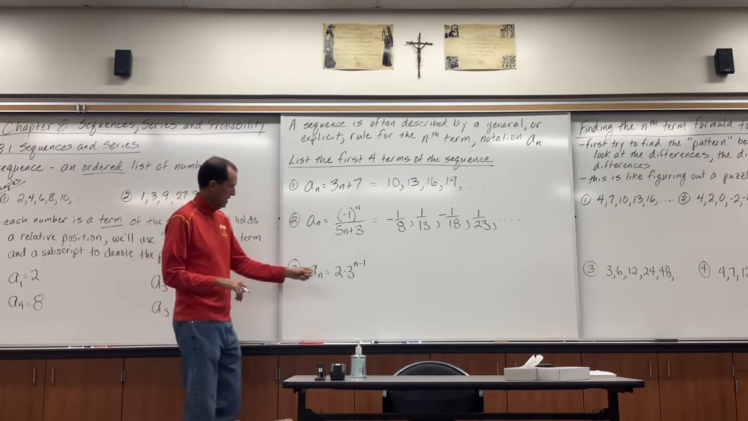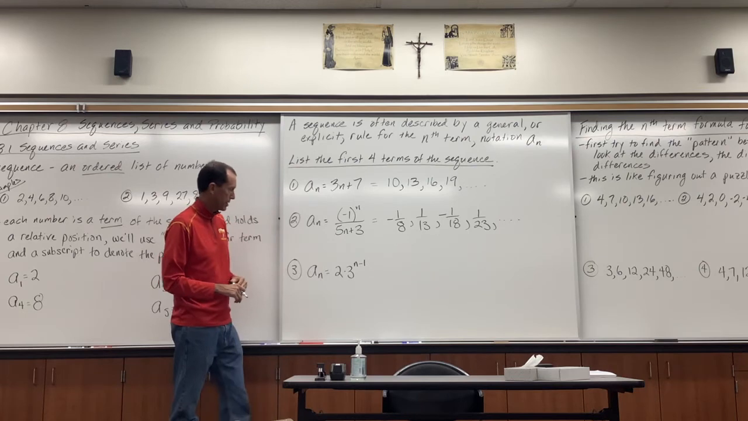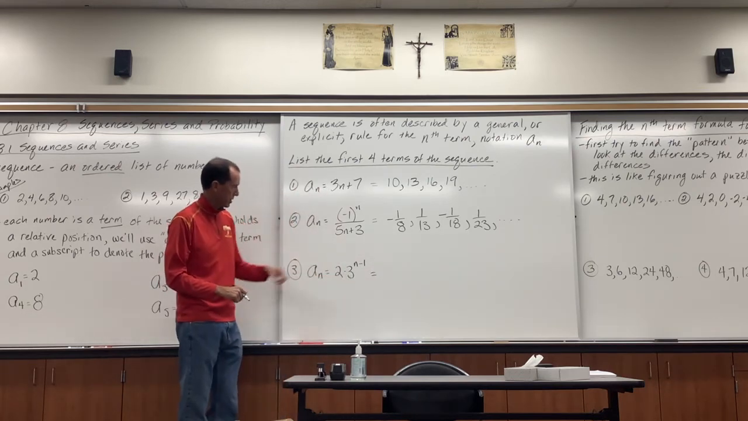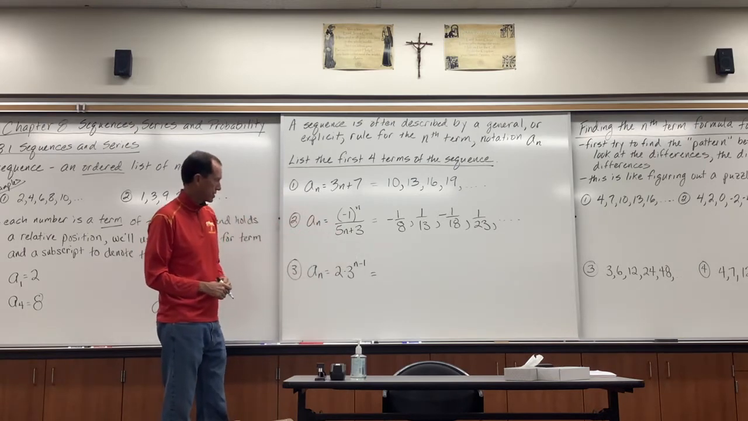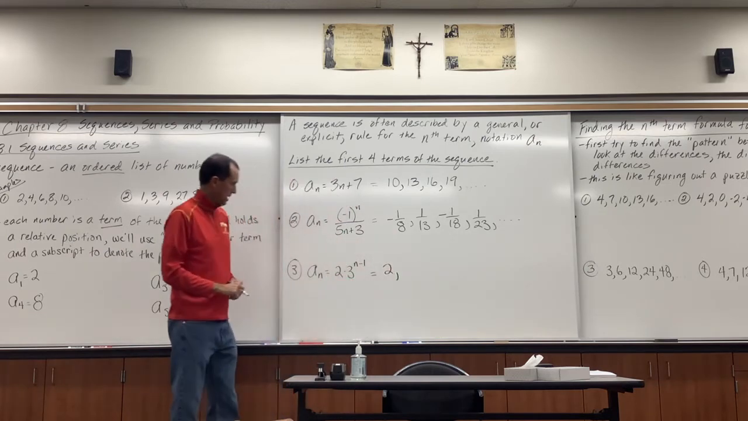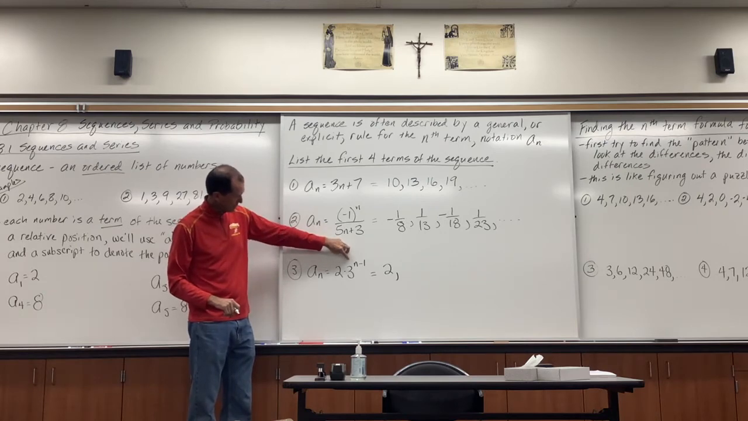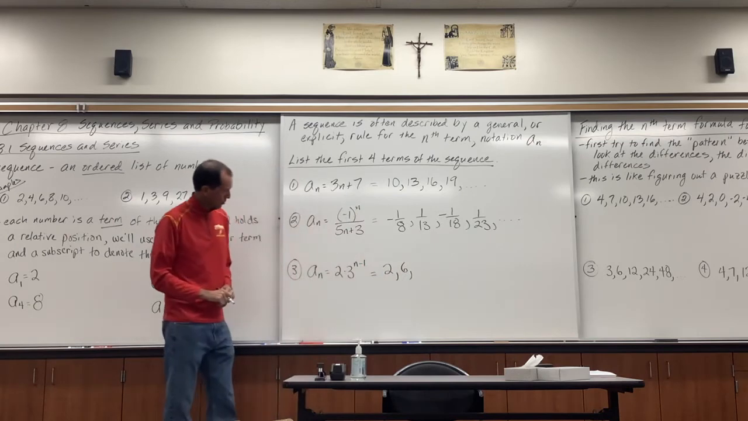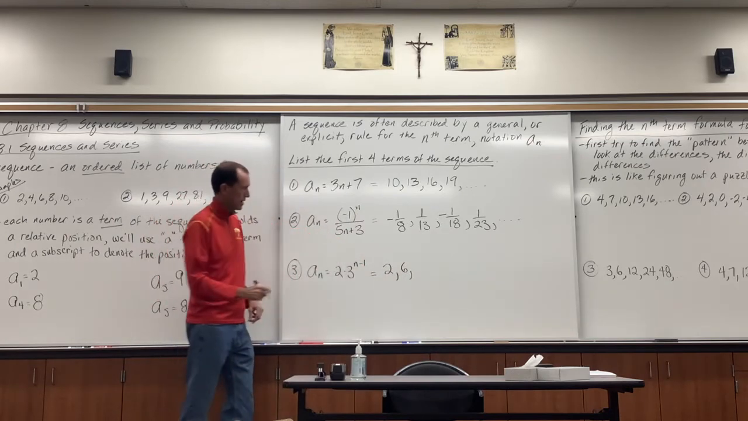Last one here, this one's got a base being raised to a progressively higher power, so that means this sequence is going to grow pretty quickly. 2 times 3 to the 1 minus 1 power, well, that would be 3 to the 0 power, so that's just 1. So the first term here is 2. Then if we plug in a 2 for the second term, it'd be 3 to the first power, so 2 times 3 is 6. Next term would be, let's see, 3 to the third minus 1, so 3 squared, 9 times 2, 18.